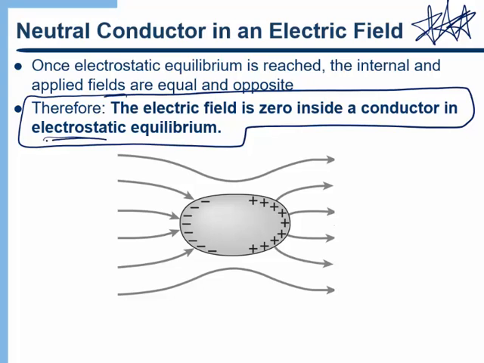By the way, the reason we specify this is that obviously you can have an electric field inside a conductor, like in a wire carrying a current, but in that case the charges are moving. Here we're looking at a static situation. Once the charges have distributed, they're no longer moving. The electric field must be zero inside that conductor.